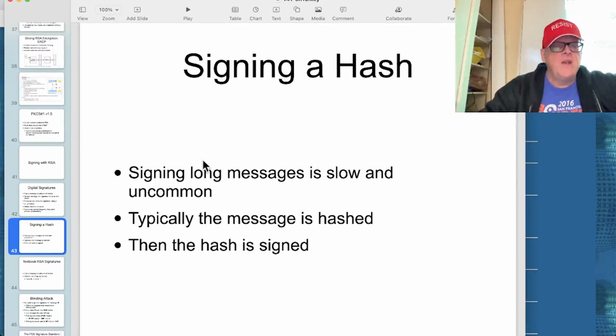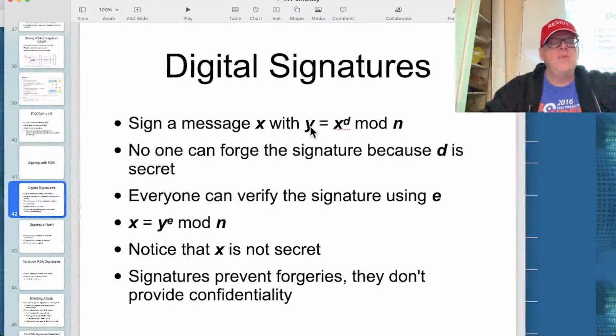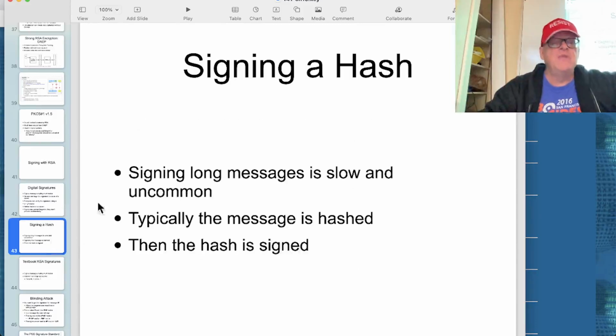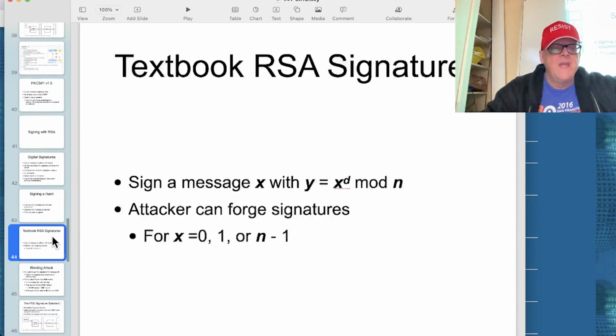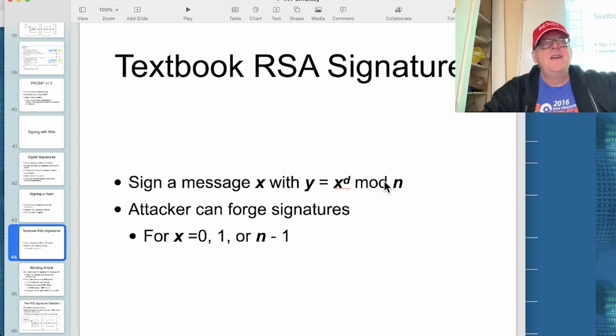All right. And typically, if your message is long, you don't want to do this calculation for a long message, so what you do is hash it first, and then you sign the hash. That way you have a nice short object, just to save computing time. All right. So that's a textbook RSA signature. Now notice again, we have the same problem. If you just do X to the D mod N, then you can forge signatures. I could take 2 signatures and multiply them together and make a forged signature.